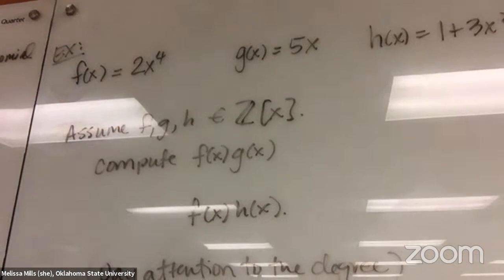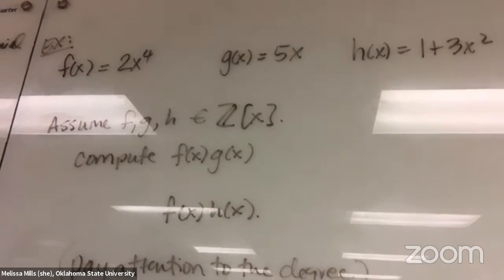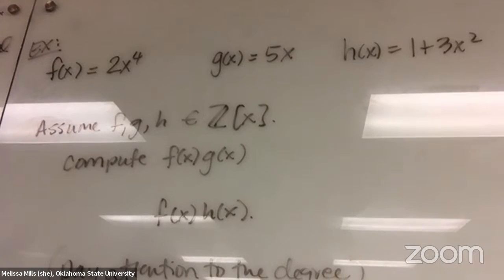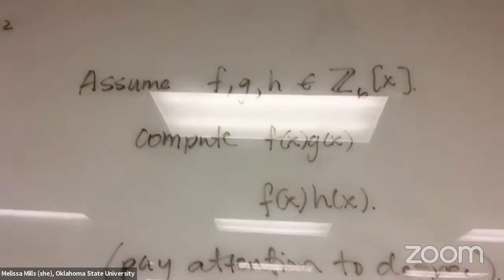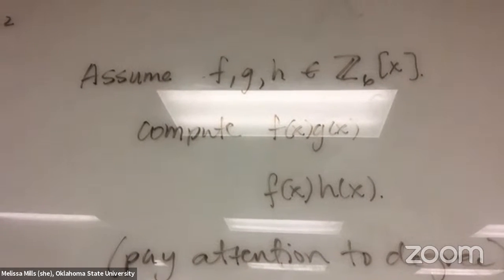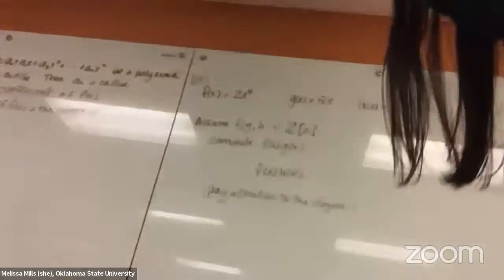Okay, for you online people, I have these three functions, f, g, and h. Then I'm asking you to compute f times g and f times h, if we assume that the polynomial ring is Z adjoin x. And then we're going to do the same computations, but we're going to assume that the polynomial ring is Z mod 6 adjoin x. So we'll do f times g and f times h. Let me leave this here pointed at those functions so you can see them.